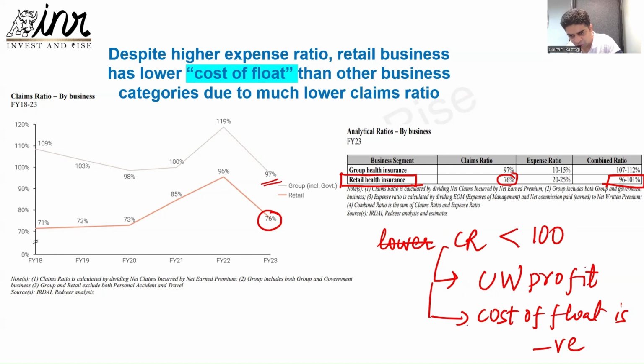If the cost of float concept is not clear, that is fine. Please watch that video, the last video. I'm going to perhaps link it up here. You'll understand it much better, very comprehensively and in great detail. But for now, just understand that the retail segment is attractive, and many of the players operating in this segment are turning in an underwriting profit, which makes this segment very attractive because the cost of raising money for them is close to zero or perhaps even negative. Okay, all right, let's move forward.